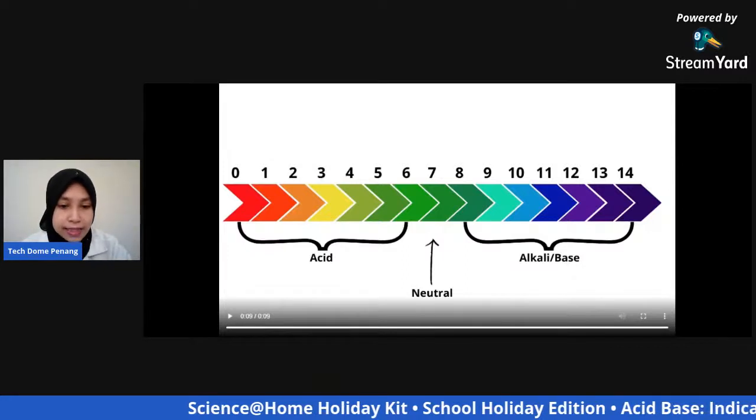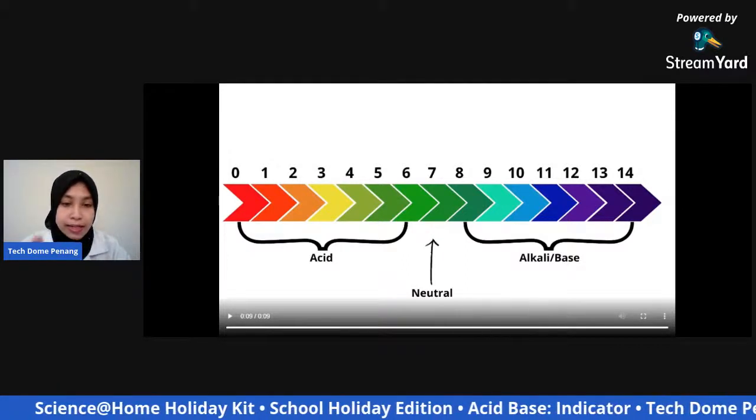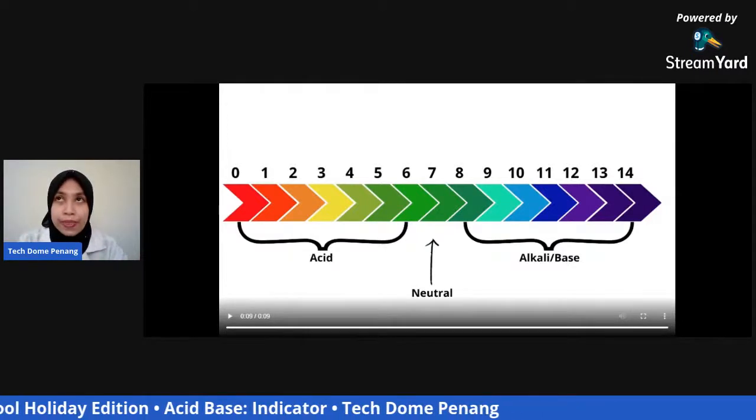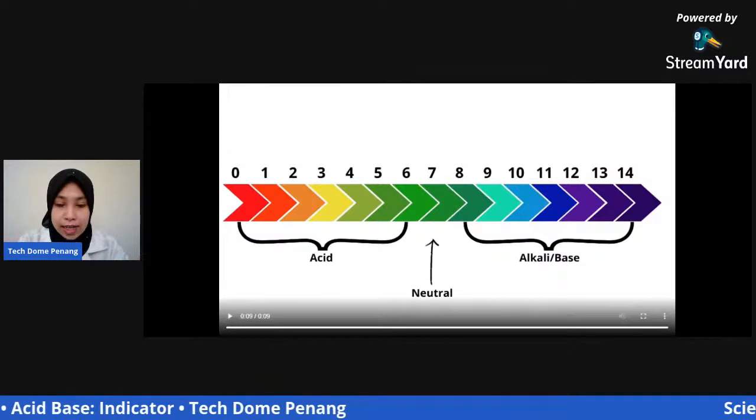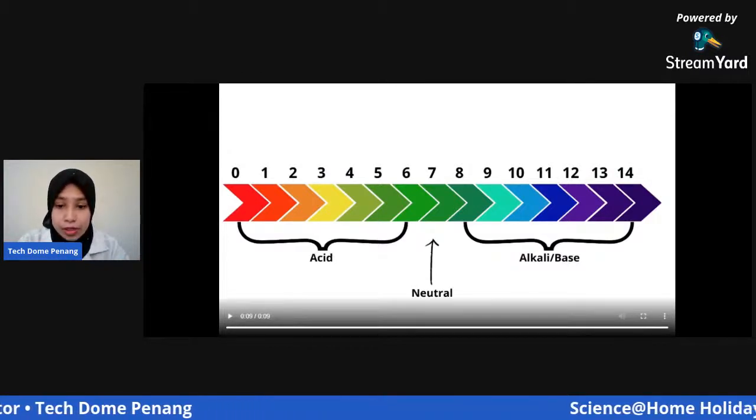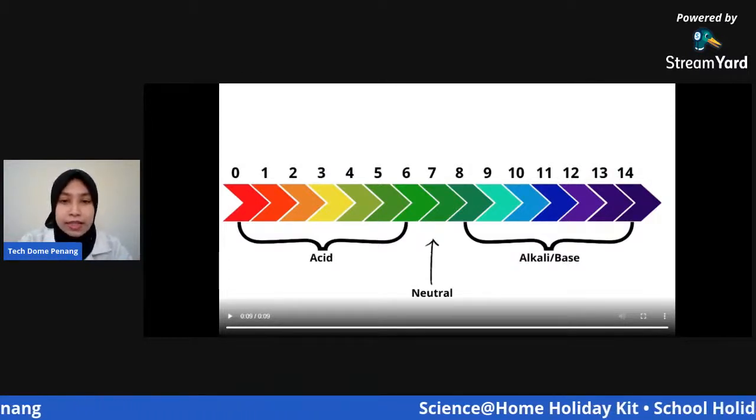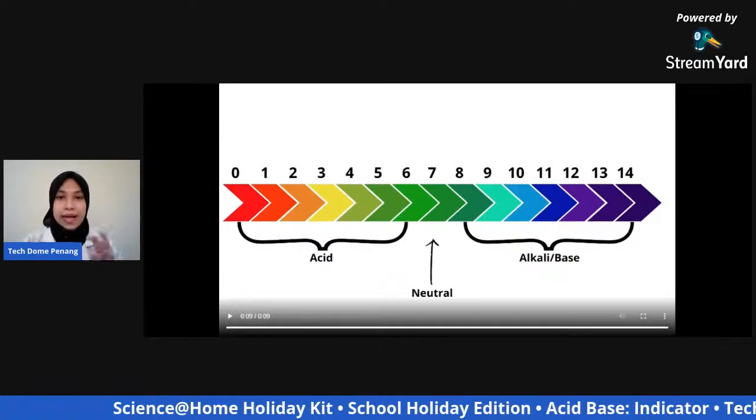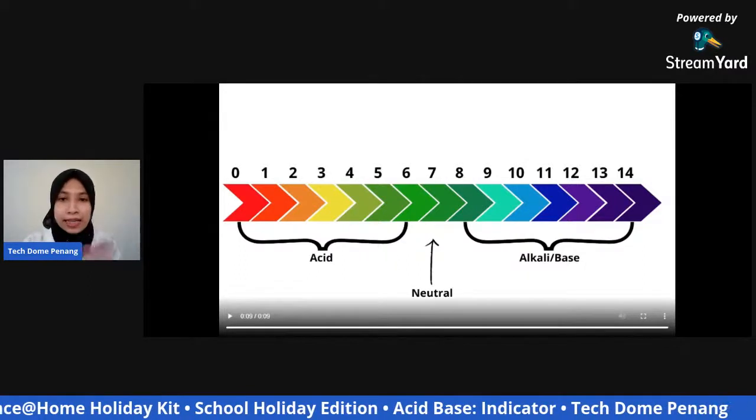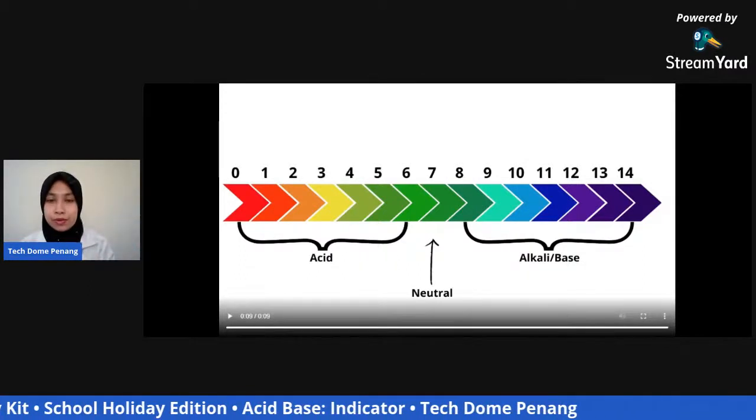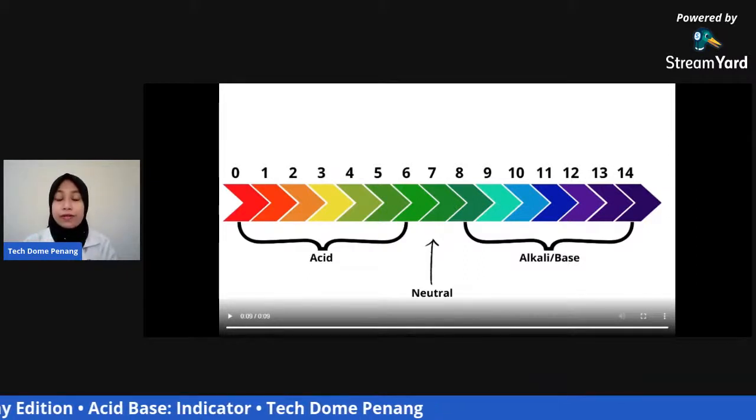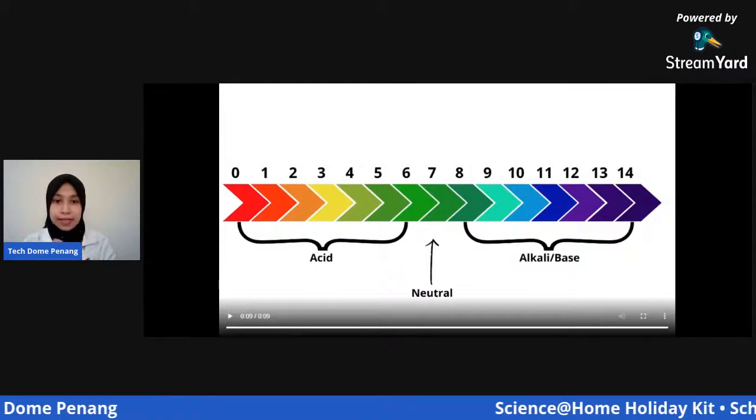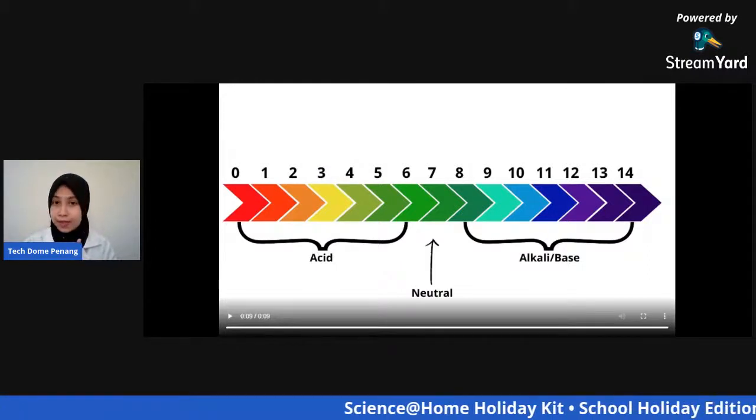So for the characteristics of acid and base: acid can sometimes be corrosive, or it can cause skin irritation. And basic substances have a slimy and slippery texture, like the soap at home, the soap that we use to wash hands. That is one example of basic substances which have a slimy or slippery texture. So that was for basic substances.